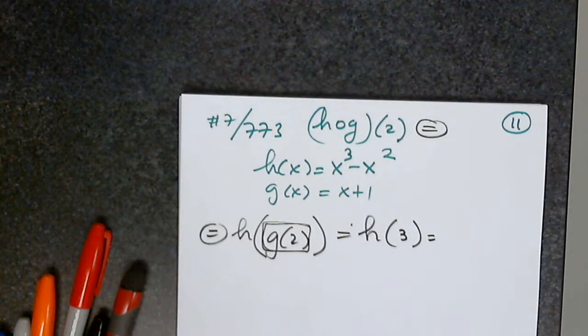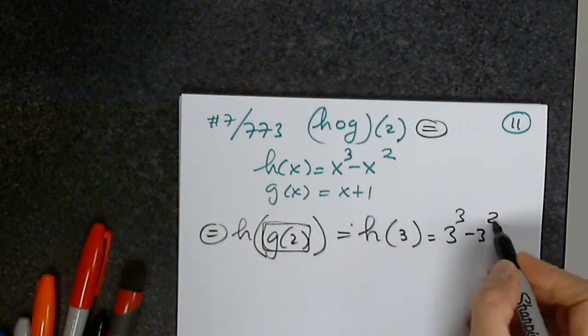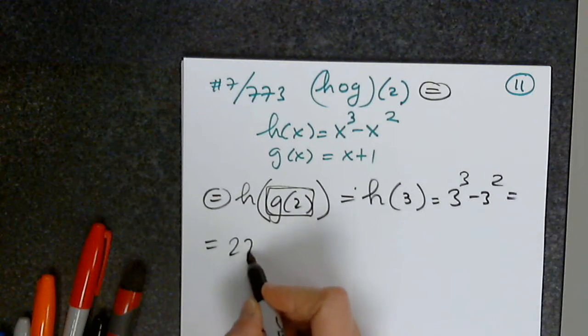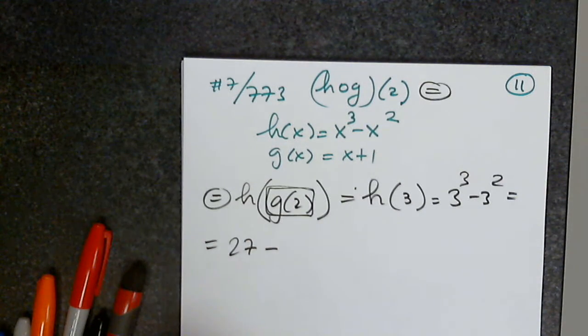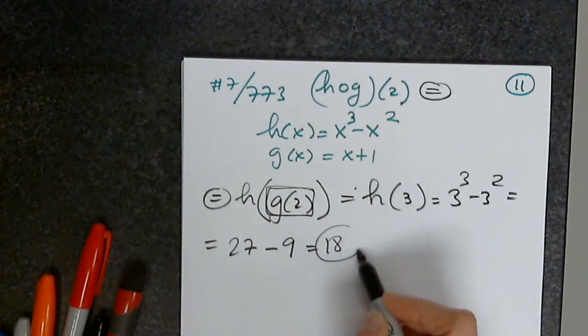H says blah cubed minus blah squared. What do I have to write? 3 cubed minus 3 squared. Excellent. 3 cubed I know is 27. 3 squared I know is 9. So the answer is, that's it.